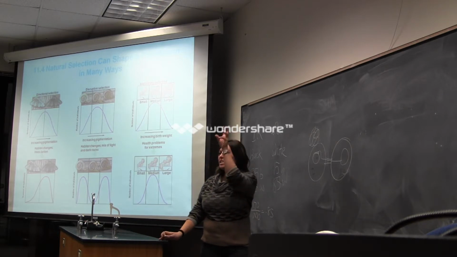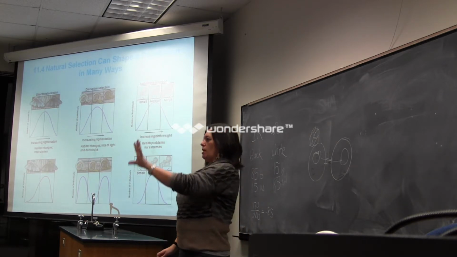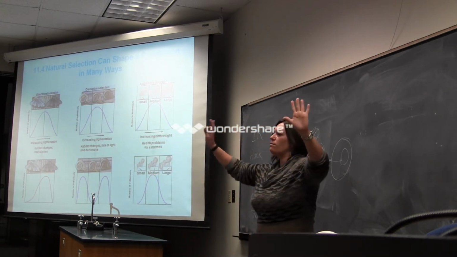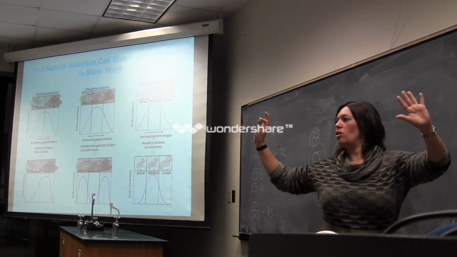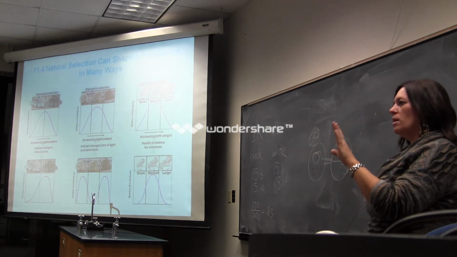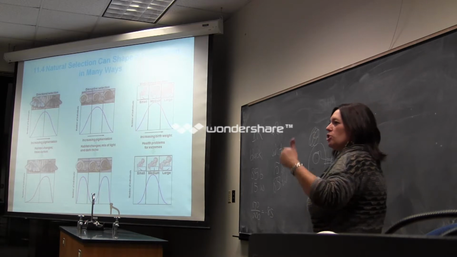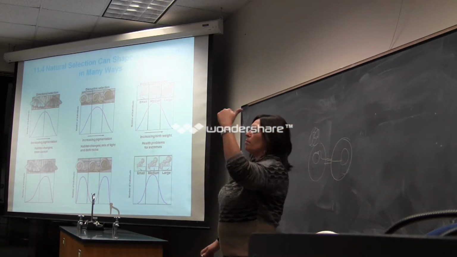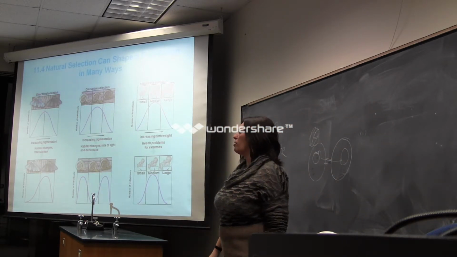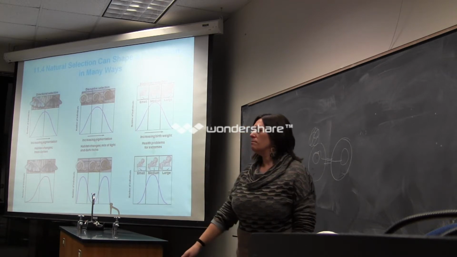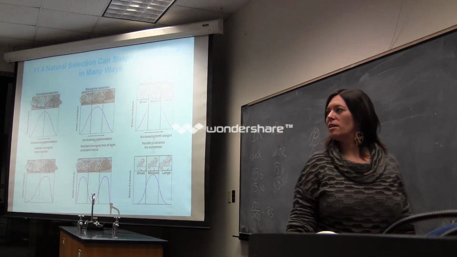So stabilizing stabilizes the middle phenotype, and the disruptive favors the extreme phenotypes over the one that's in the middle. And then the directional, that's just going from one phenotype to the other based on environment and conditions. Questions?